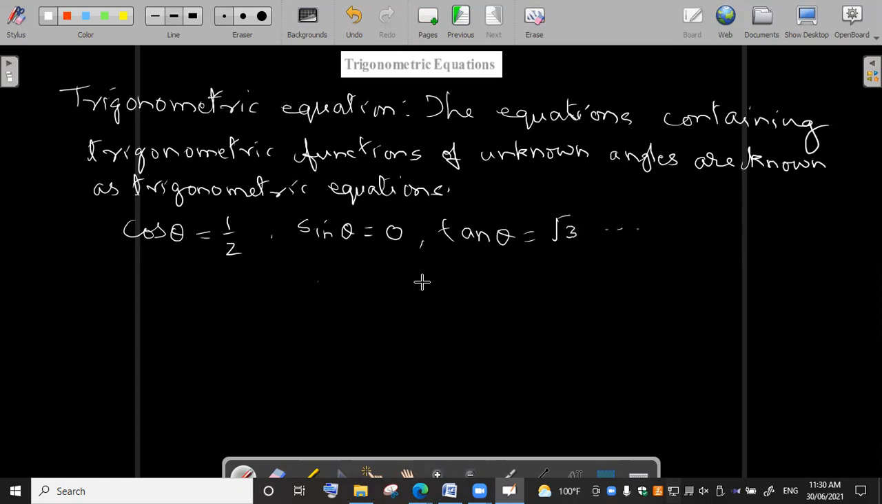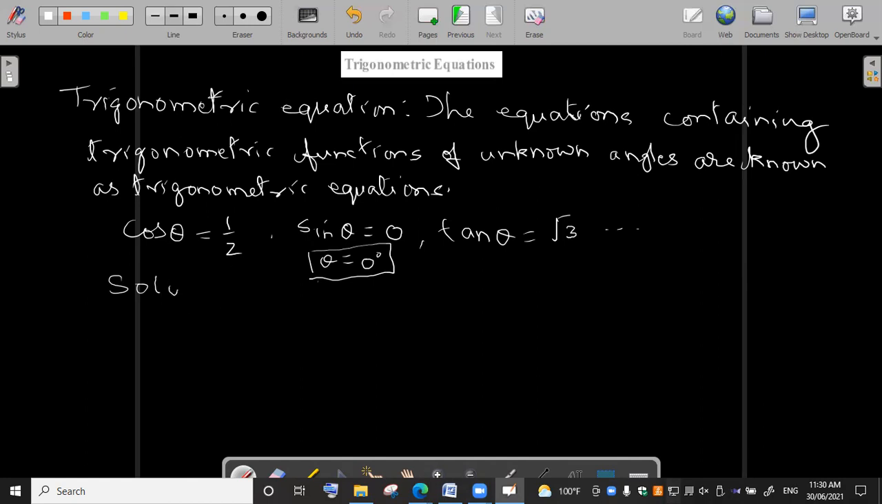Solution means the value of unknown angle that satisfies the equation is called a solution. So solution means like here, for example, theta is equal to 0 degree. If you solve, you get 0 degree. So you can say that this is the solution of this equation. But it will have infinite number of solutions. That's why we are going to find out the general solution.